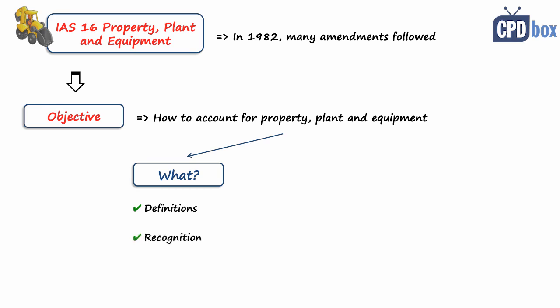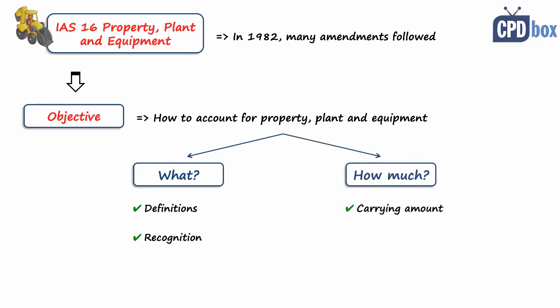And then recognition. So when, or at what point in time, you can show property, plant and equipment in your balance sheet. Issue number two is how much. So how you need to determine the carrying amount of property, plant and equipment in your books and what depreciation to charge. And I'm sure that there are many more questions around property, plant and equipment, but these are the main ones.